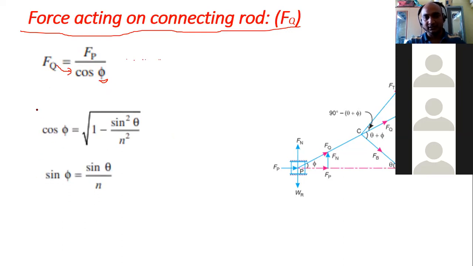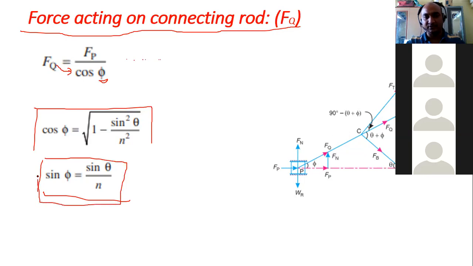You can use either this equation, sine phi, or this one, cos phi. So cos phi equals under root of 1 minus sine square theta upon n square, or sine phi equals sine theta upon n. This is a very simple relation between theta and phi. We can easily obtain this using geometry, with the sine rule or cosine rule. Here n is the obliquity ratio, L by R. So remember this simple formula: sine phi equals sine theta upon n. So this is about the force along the connecting rod, Fq.